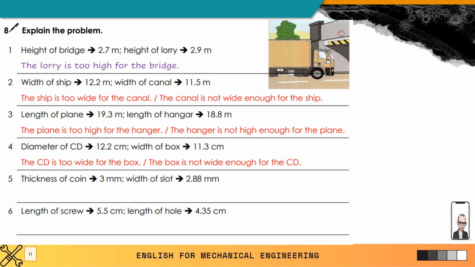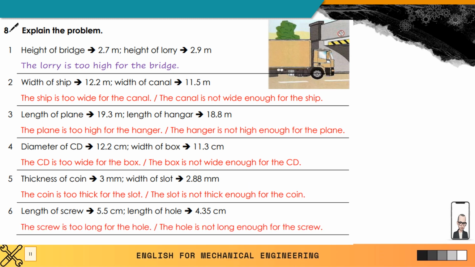The CD is too wide. The box is not wide enough for the CD. In the next one, you see the diameter of the CD. Thickness of coin, okay, 3 millimeters. Width of slot, 2.88. The coin is too thick for the slot, or the slot is not thick enough. Length of screw 5.5, length of hole 4.35. The screw is too long, or the hole is not long enough for the screw.